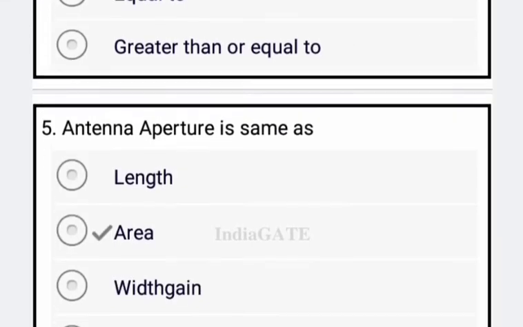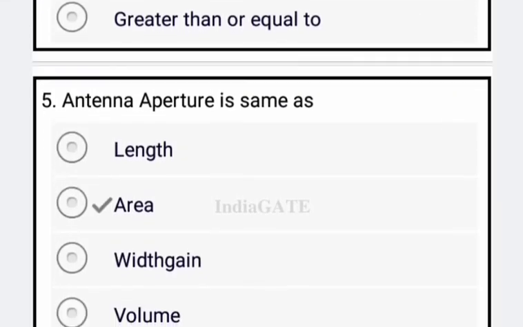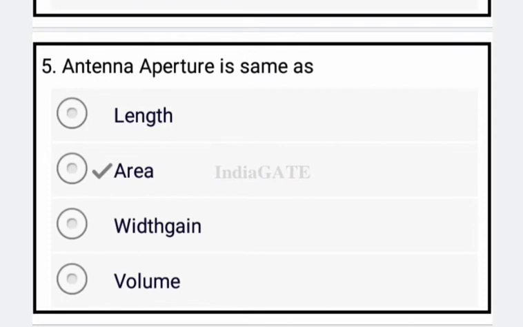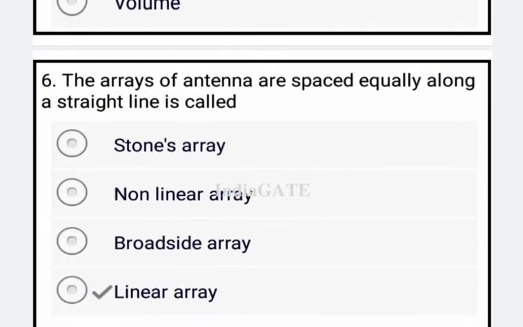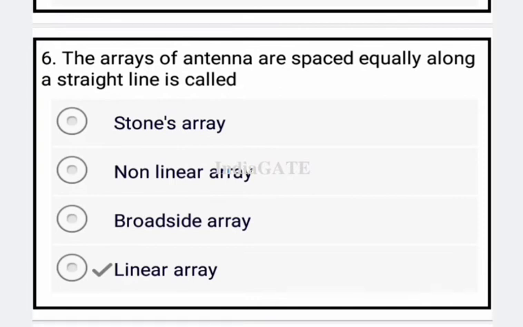Next question. Antenna aperture is the same as. So it is the same as area. So option B is your correct answer. Next question. The array of antennas spaced equally along a straight line is called. This is called a linear array. So option D is your correct answer.